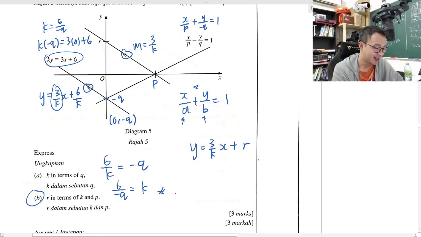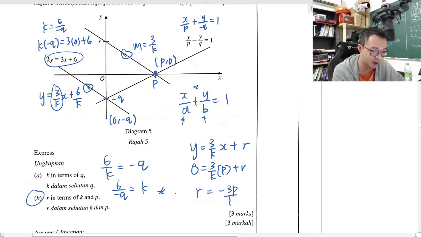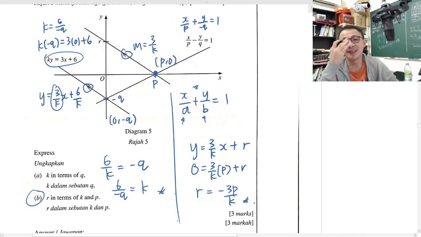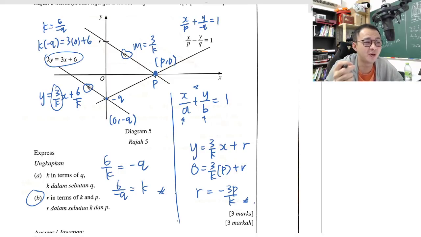So over here, I do not want to have y and x. I want to have r and p. So this line actually passes through this coordinate, called p, 0, right? So I will substitute p, 0 into the equation. So this is 0 equals 3 over k multiplied by p, plus r. You see my equation has k, p, and r already. I just need to make r the subject. So r equals negative 3p over k. So it's r in terms of k and p. It's a little bit tricky if you are not so sure about the y equals mx plus c formula. If you know it, then it should be okay.